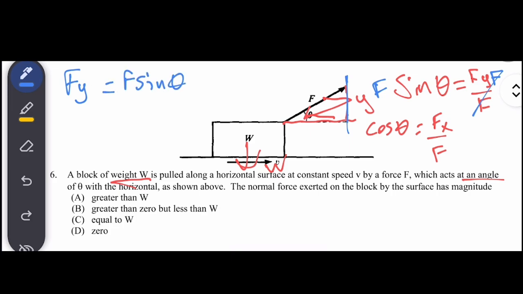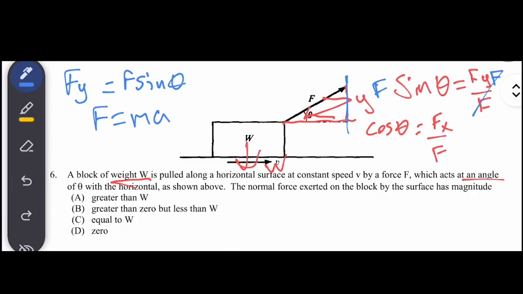Now that we know force y is F sine theta, we can go ahead and make Newton's second law equation, which is F equals ma. And I'm going to say this time and time again, but F equals ma is something that you guys have to remember for these dynamics problems that will always come in handy.